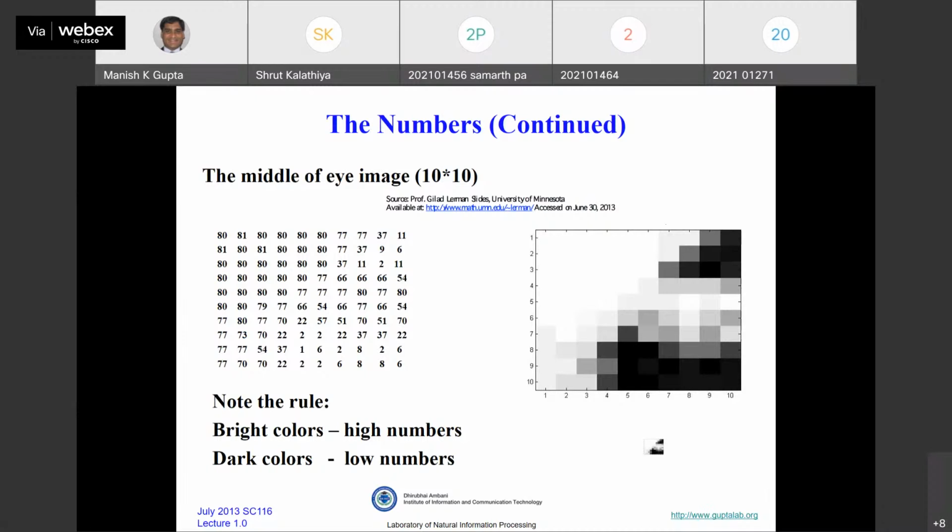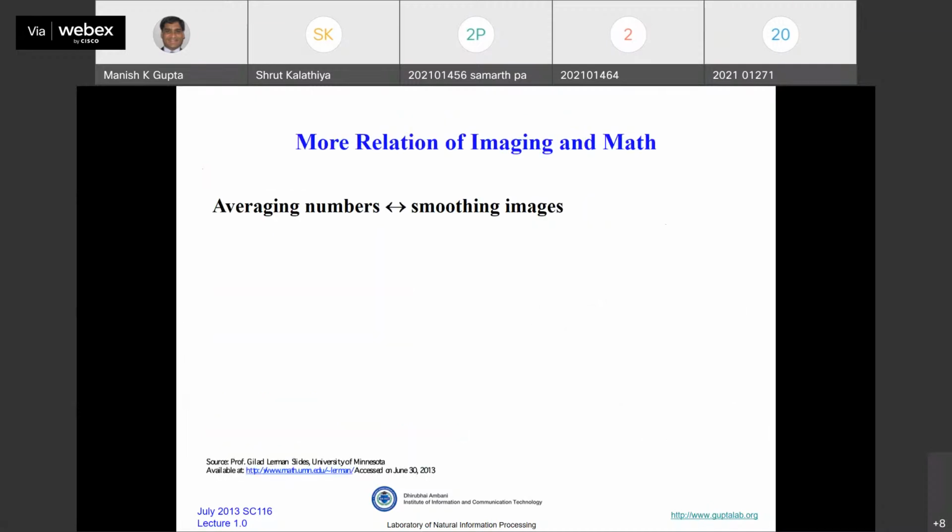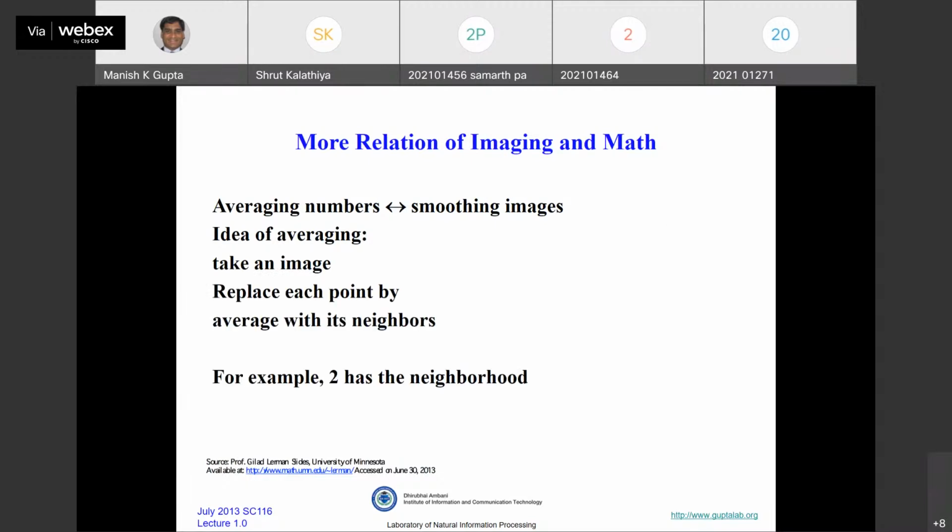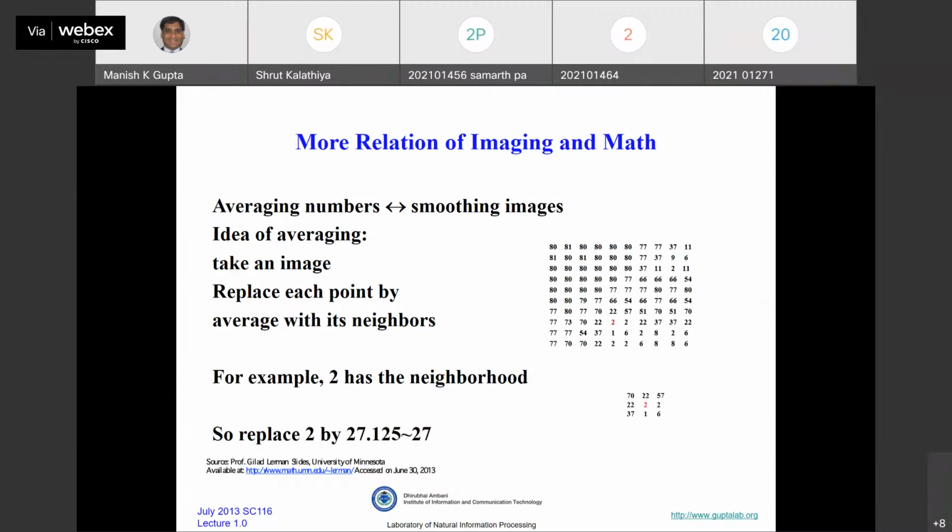So essentially, whenever we are dealing with images, we are dealing with numbers, arrays of numbers. Now, if you average the numbers, you are actually smoothing the image. The idea is, let me show you. These numbers are there, right? I take this portion here, take the average of these numbers and replace it with 2. This is the red portion.